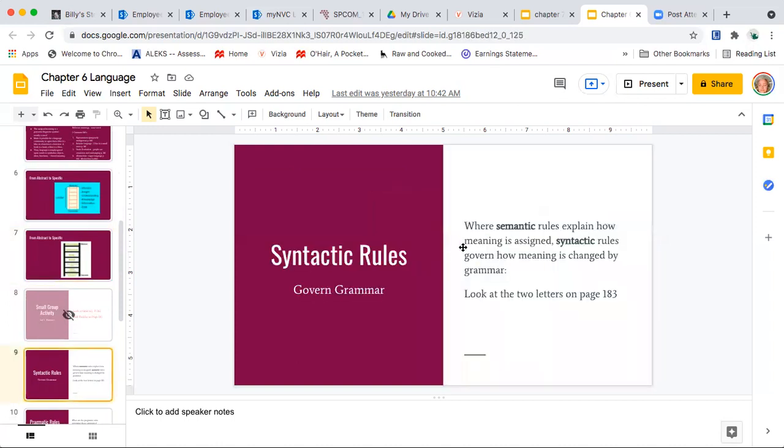So we had semantic rules, right? Now we're going to look at syntax. So semantic rules explain how meaning is assigned. Okay, I think that's pretty clear. And then syntactic rules govern how meaning is changed by grammar. So there's two letters on page 183. They're actually quite comical, and they sound funny when you read them.